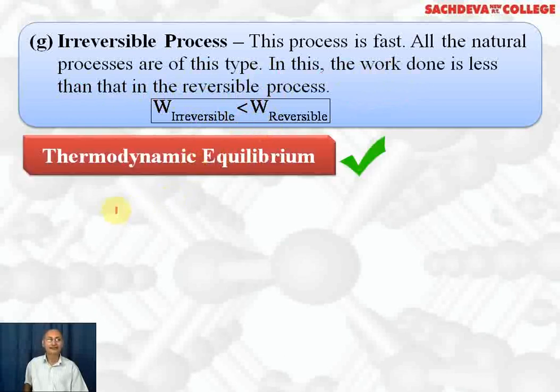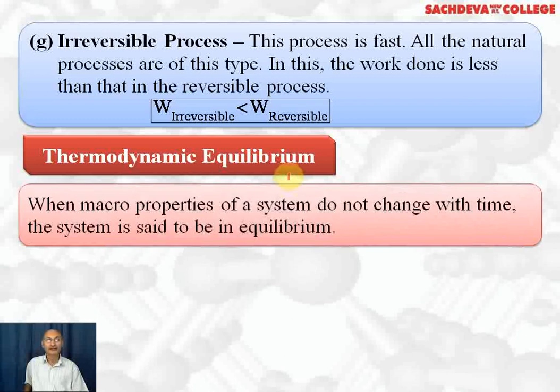Now we are taking thermodynamic equilibrium. Whenever we have reversible process, we also have equilibrium. What do you mean by equilibrium? Equilibrium means that rate of forward process and rate of backward process become equal. That is called equilibrium. And when there is equilibrium between the energy changes, then we call it thermodynamic equilibrium.